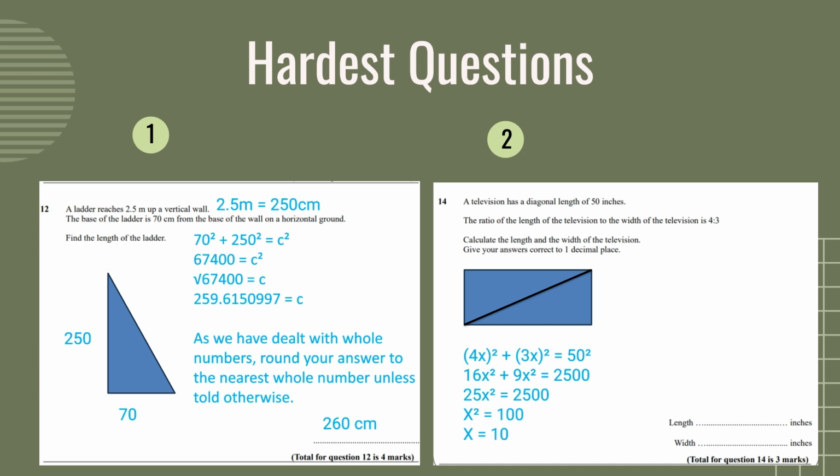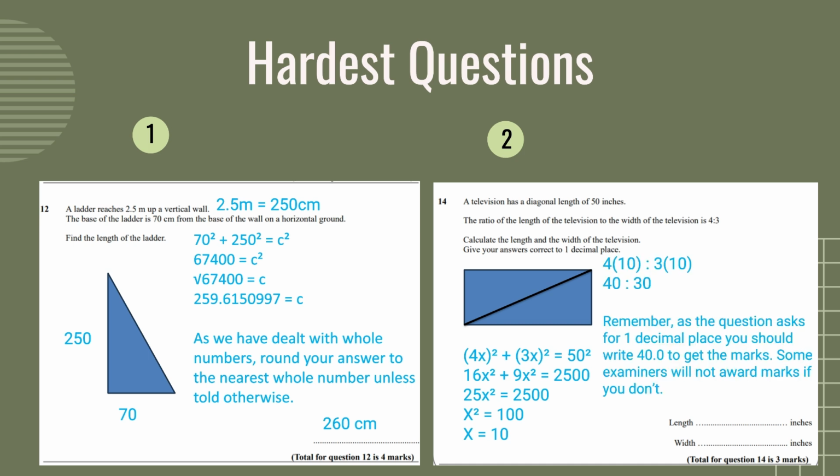So, 16x squared plus 9x squared equals 2,500. 25x squared then equals 2,500. We can divide both sides by 25 to get x squared equals 100 and x equals 10. Here we then sub x back into our original values. So we times 4 by 10 to get 40 and 3 by 10 to get 30.